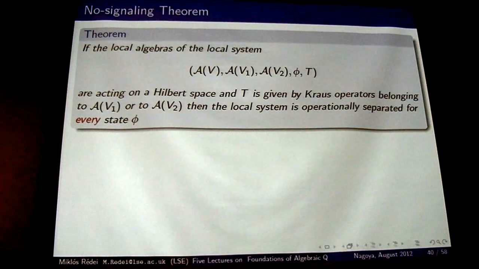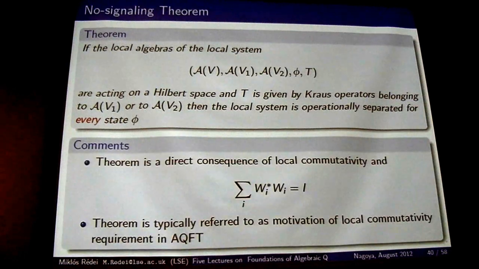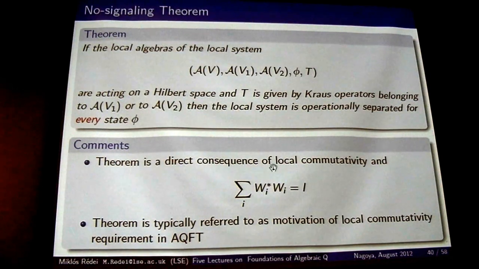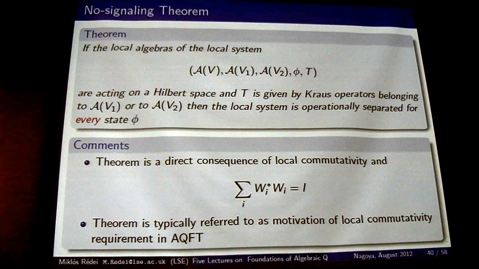We would expect it to be the case. Well, for certain operations it does hold. You see immediately that if the operation is given by cross operators belonging to either A(V1) or A(V2), then the local system is operationally separated for every state. Why? Because, of course, local commutativity holds, and this is a crucial motivation for local commutativity. The cross operators sum up to one, and the cross operators involving one algebra commute with the other, so there's no measurement disturbance, there's no signaling.